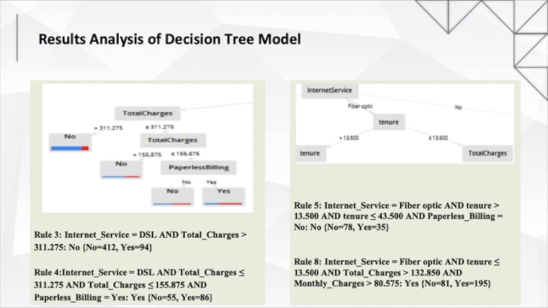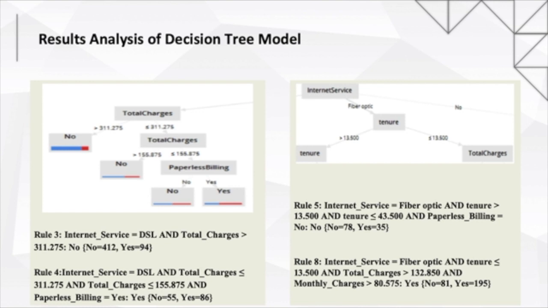If fiber optic is required, and the customers have been staying with Belong for more than 13.5 months and less than 43.5 months, and paperless billing is not chosen, then customers will not be churned. But if the customers have been staying with Belong for less than 13.5 months, and the total amount charged is higher than $132.85, and the monthly charges are higher than $80.575, then the customer will be churned. So far, I have briefly talked about our decision tree model findings.